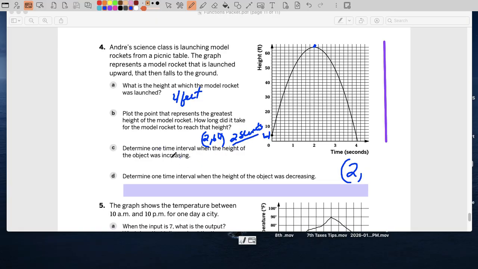Determine one interval when the height of the object was increasing. Well, it was increasing from 0 to 2. Right? So anywhere from 0 to 2, we can say that the rocket has been increasing. Determine one interval when the height of the object was decreasing. Anywhere from 2 to 4, 2 to 3, 2 to 2.5, 2 to 4.1, it's decreasing. Okay.